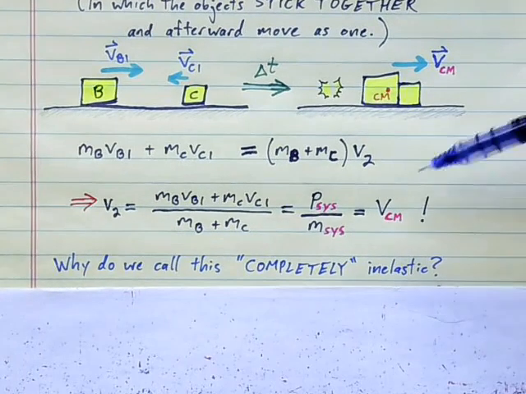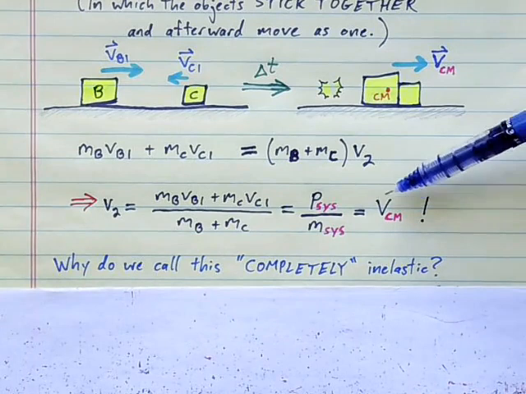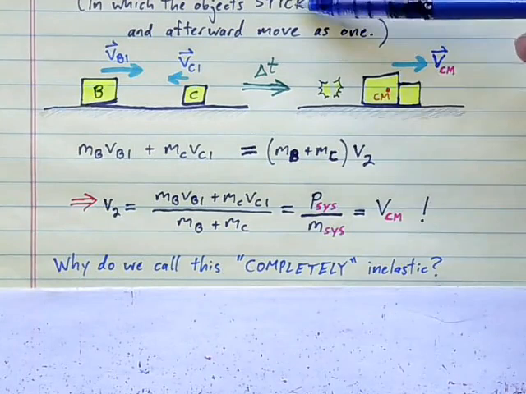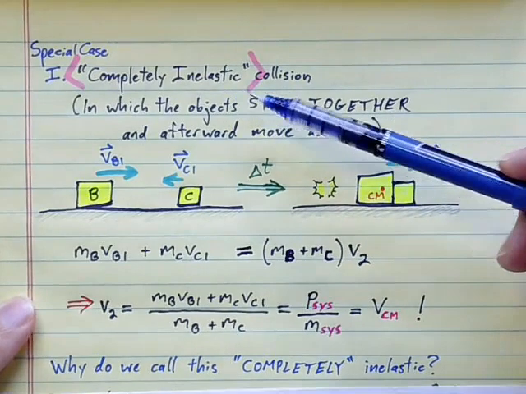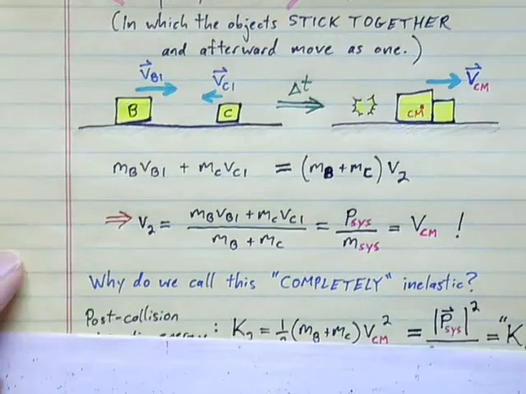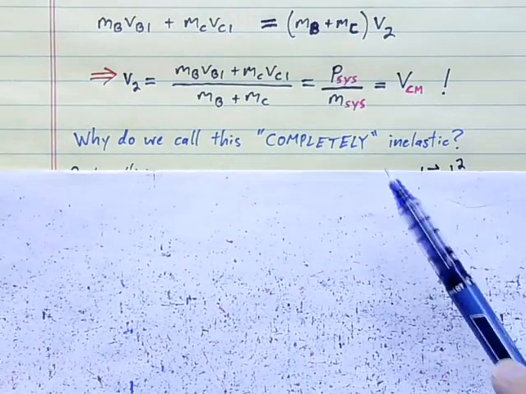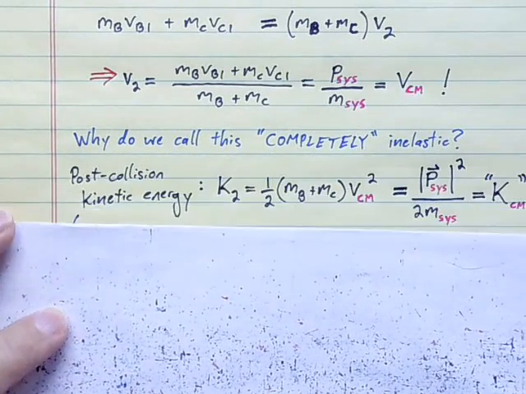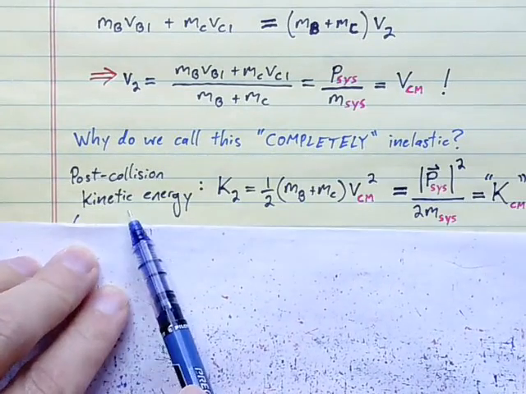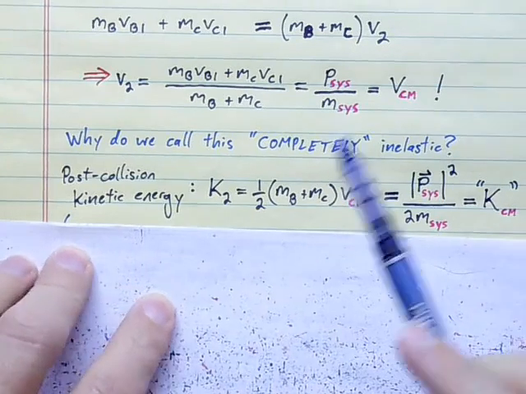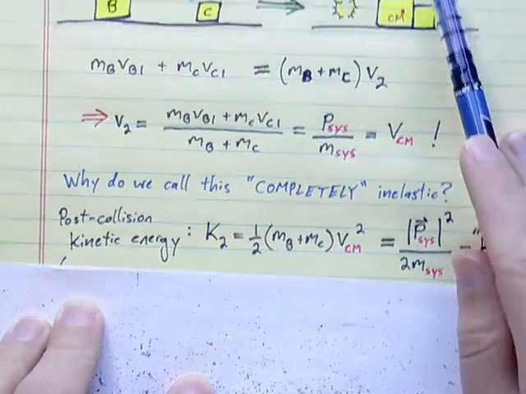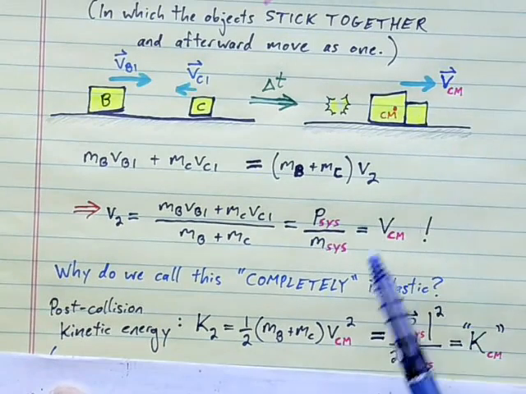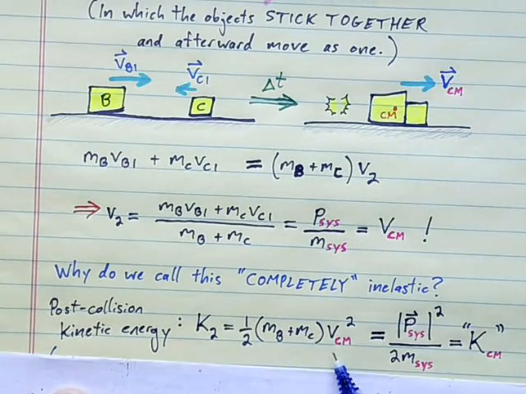That's an interesting result, and we can predict this final velocity if we know the objects will stick together. So this is the one kind of inelastic collision where we can predict the outcome beforehand, if we know they'll stick together. But why do we call it completely inelastic? Let's look at the post-collision kinetic energy of the system. So the final kinetic energy is 1/2 times the total mass of that combined object moving off as one, and its final velocity is going to be the VCM.